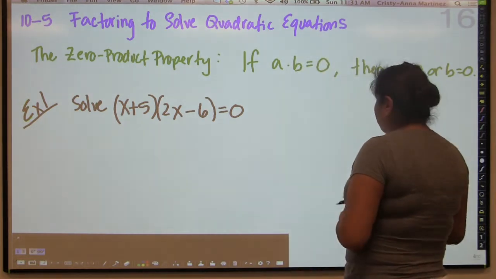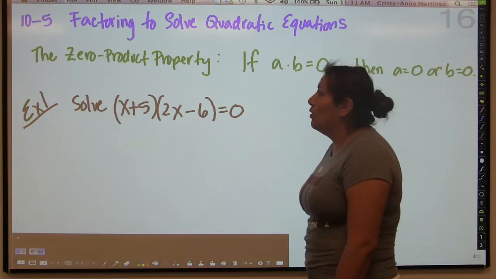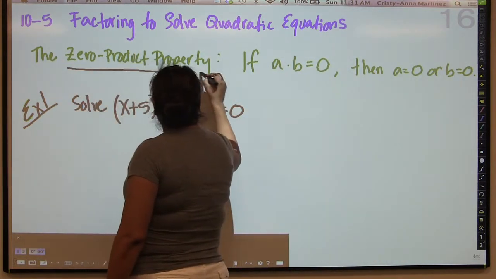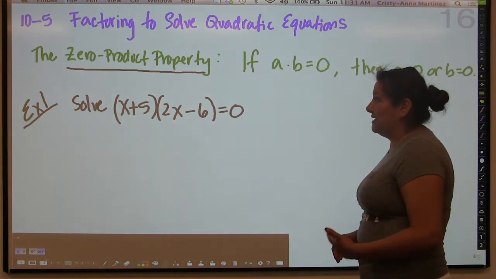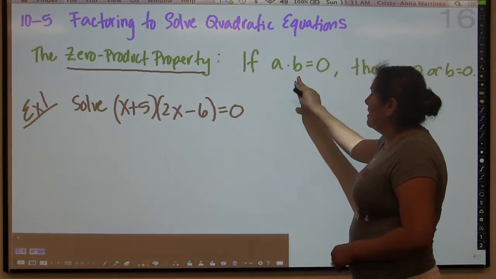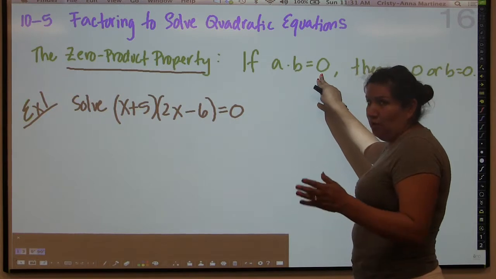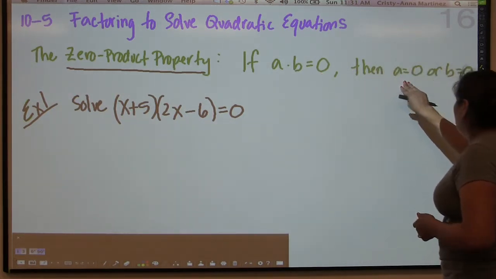But anywho, for right now, what I want to tell you is this is all based on what we call the zero product property. So there we go, zero product property. And that property is exactly what it says. It's a product. So if you have two things that are being multiplied by each other and they're equal to 0, hence the zero product property, then either A equals 0 or B equals 0.